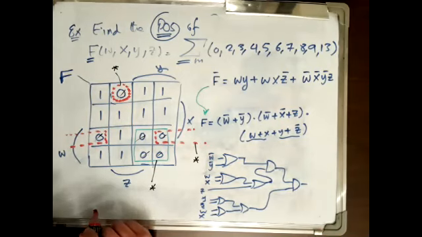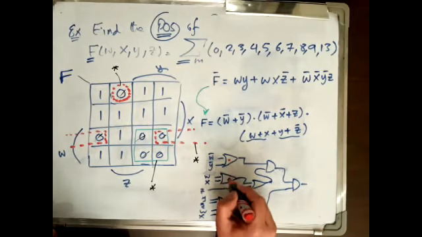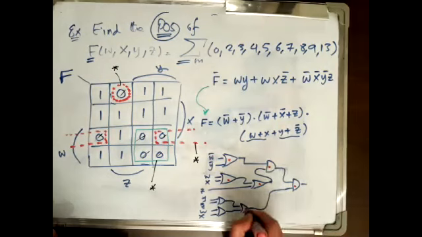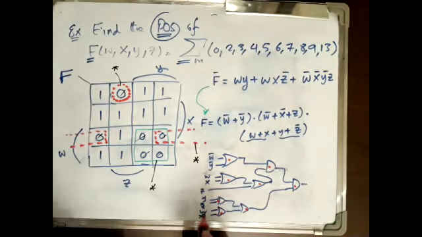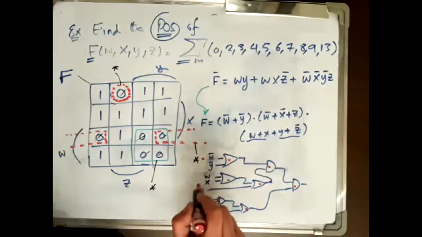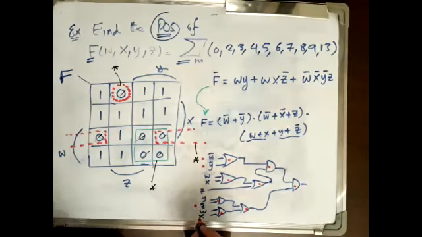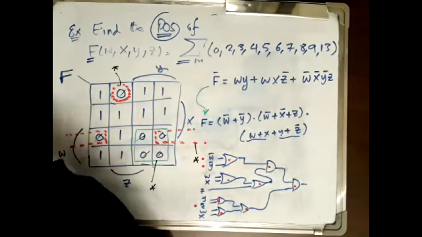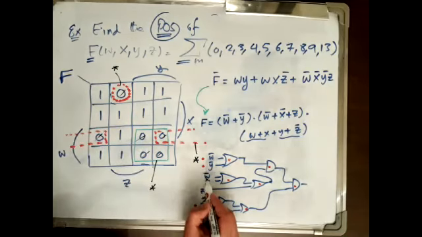How many gates do we need here? 1, 2, 3, 4, 5, 6, 7, 8. And we need one inverter for Z bar. We need one inverter for W bar, one inverter for Y bar, and one inverter for X bar. What is X, W bar? Yeah, I did not write it here. It is W bar, X bar.